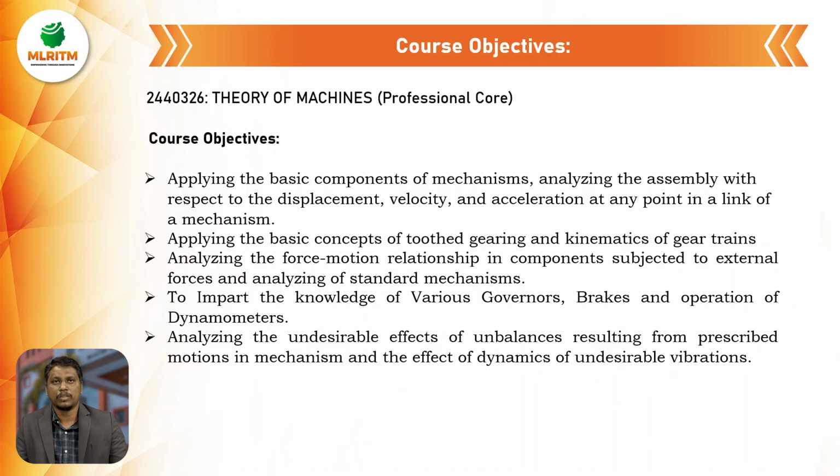Coming to our course objectives. The first course objective is related to CO1, that means the first unit: applying the basic components of mechanism analysis of the assembly with respect to displacement, velocity and acceleration at any point of a link of the mechanism. The second course objective relates to the second unit, that is applying the basic concept of tooth gearing and kinematics of gear trains.